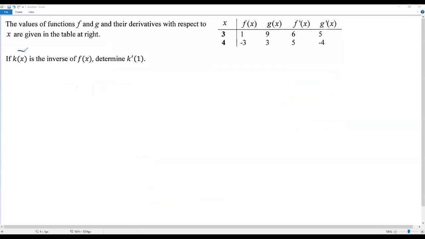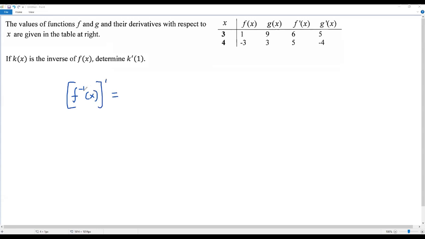So the question clearly says k of x is the inverse of the function f of x, and we have to find the derivative of k of x at x equals 1. Since we need the derivative of the inverse of f of x, first let me write the inverse of the given function, that is f inverse of x. To get the derivative, I have to take a prime for this one, that is f inverse of x prime.